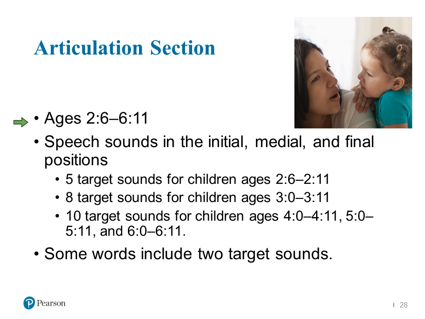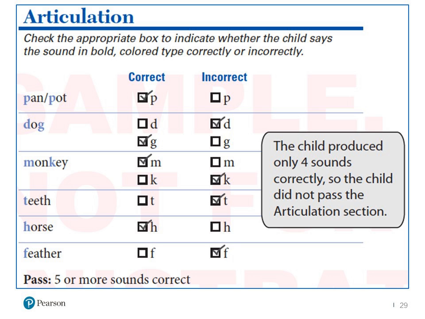The articulation section is going to be reserved for children 2-6 through 6-11. We are looking at speech sounds in the initial, medial, and final positions. So for children 2-6 through 2-11, we're looking at 5 target sounds. For 3-0 through 3-11, we're looking at 8 target sounds. And for 4-0 through 4-11, 5-0 through 5-11, and 6-0 through 6-11, we're looking at 10 target sounds. Some words that you will see will include 2 target sounds. So there won't be separate words for each sound. Some of them will include multiple.